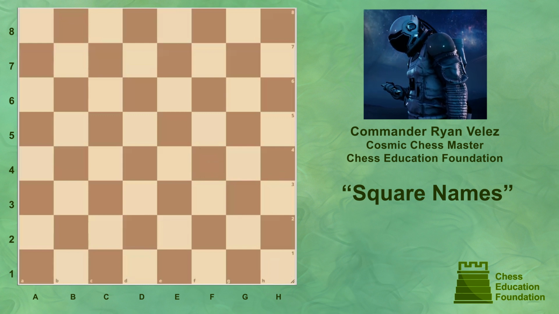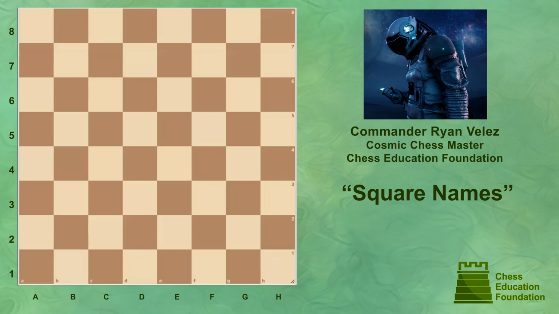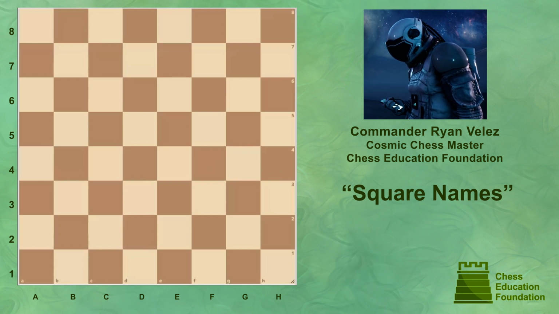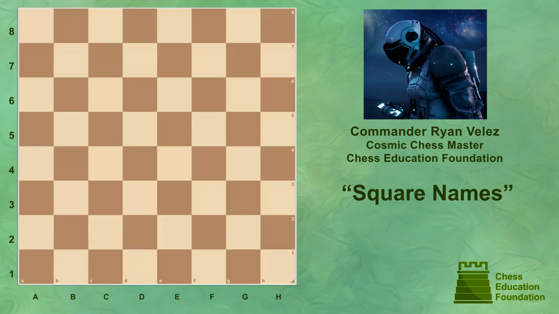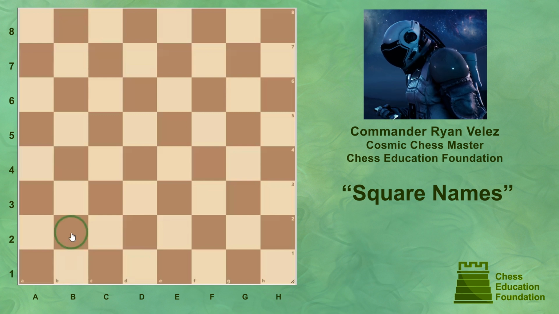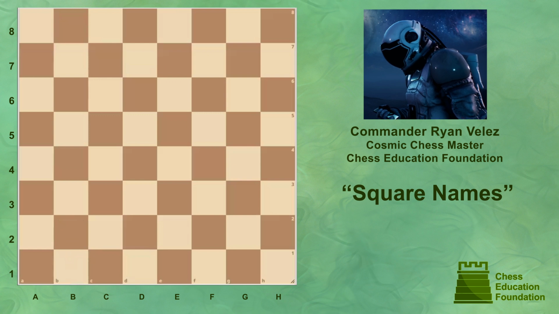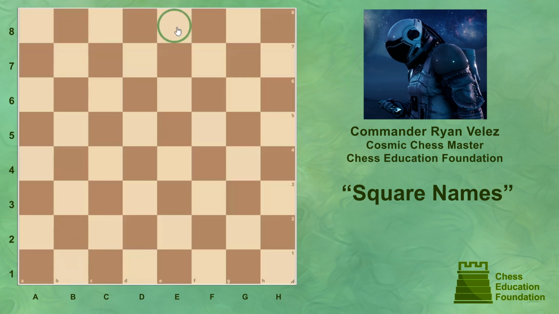All right, 2 more. Look for the B2 square. B as in boy, B2. Right here. And our last chance to find a square as a group is E8. E as in elephant. Look for E8. All right, it's right here, the square right here.